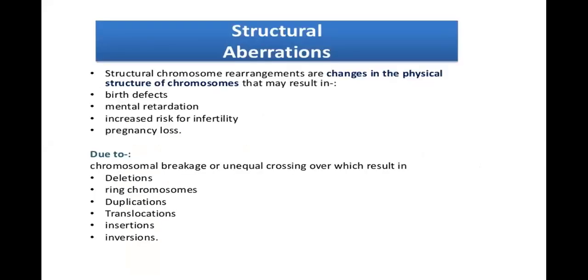Okay. So structural aberration. Structural chromosome rearrangements are changes in the physical structure of the chromosome that may result in birth defects, mental retardation, increased risk of infertility or pregnancy loss. So when there are structural changes in the chromosome, or structural chromosome rearrangements, these are changes in the physical structure of the chromosome that may result in either birth defects, mental retardation, increased risk of infertility or pregnancy loss.